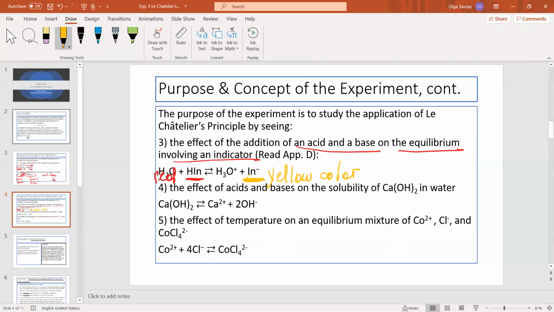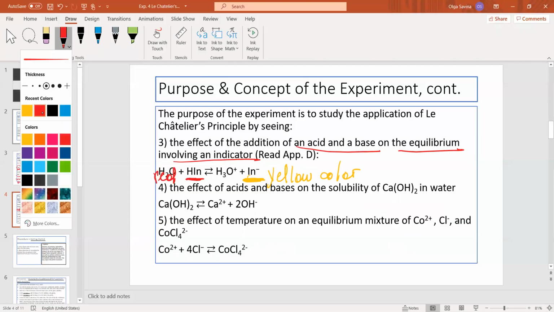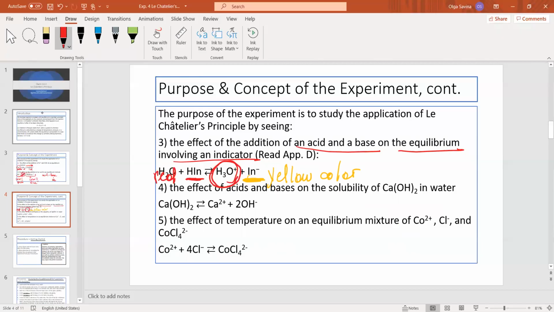So when we add acid, that means we add H3O plus ions, more and more. That means the equilibrium will be shifted to the left, right? To counteract the change, to the left, and the color of the solution is supposed to be red, right? What will happen when we add a base?